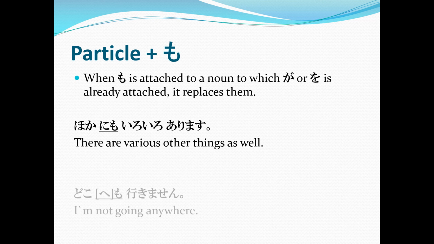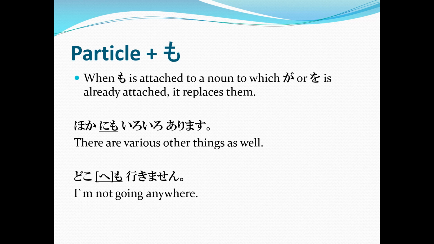But with e, you can just remove it. Example, remove the e and retain the mo. Doko mo ikemasen. Or you could say, doko e mo ikemasen. I'm not going anywhere. Now, when another particle such as ni, de, kara, made, or to is already attached to the noun, you leave the particle and append mo to it. And if the other particle is e, then mo may either replace it or be appended to it. Wakarimashita ka? Wakatta ne?